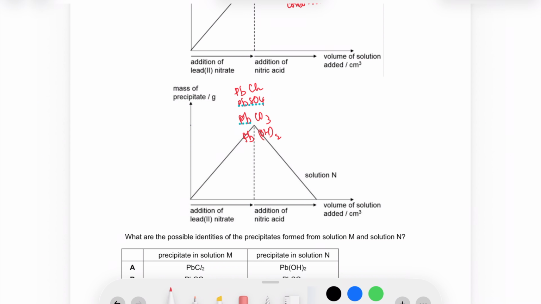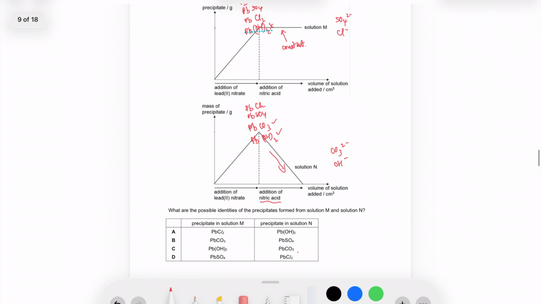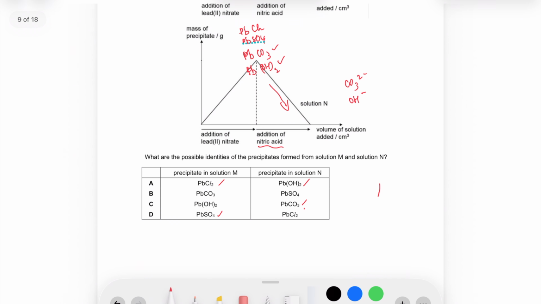But the fact that when you add acid, it decreases in mass means this precipitate will react with your acid. The ones that react with acid are either carbonate or hydroxide. So if we narrow down, the first can be sulfate or chloride, and this one can be either carbonate or hydroxide. By elimination it will be A. This is a bit more confusing, so be careful.